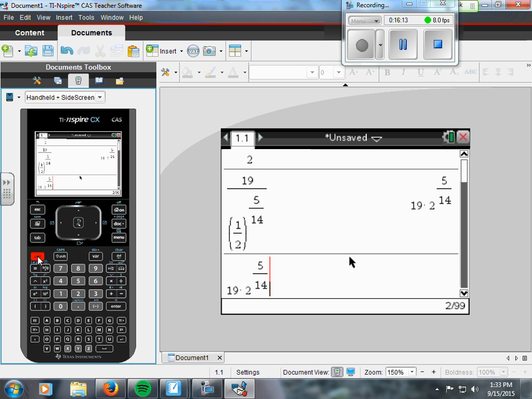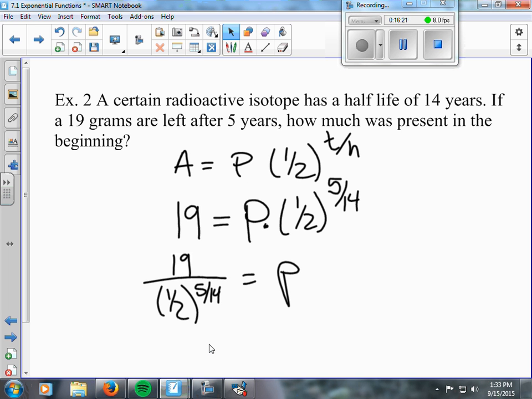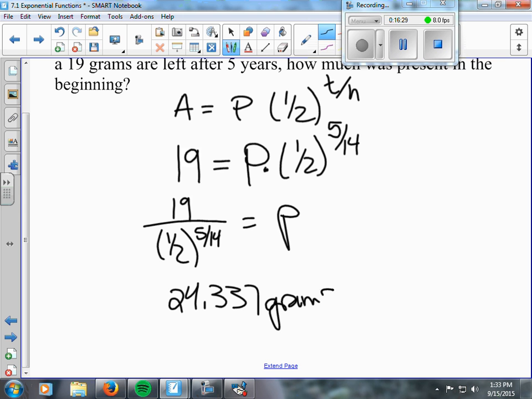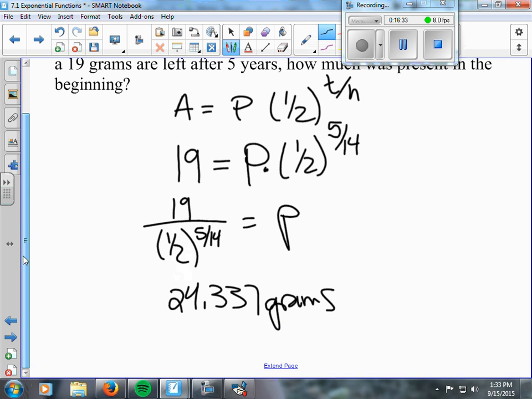So that's 24.337. Is that the unit? Yes. And that makes sense because notice a full half-life hasn't gone. So I didn't get half of 25, or I didn't get double 19.